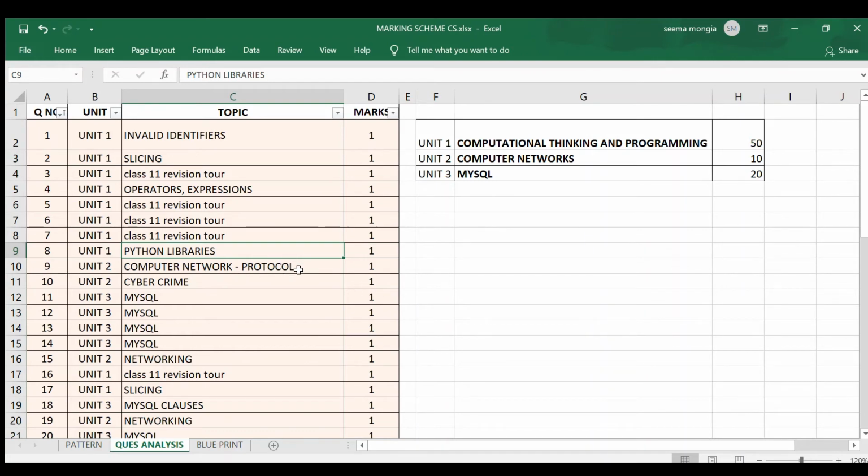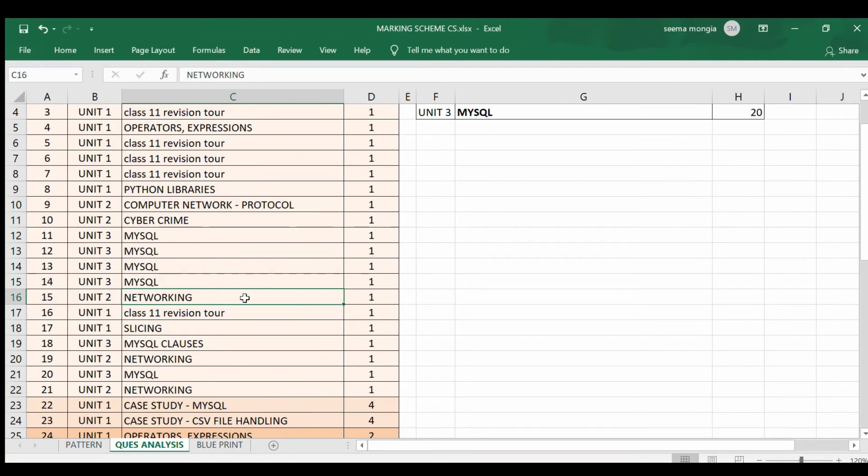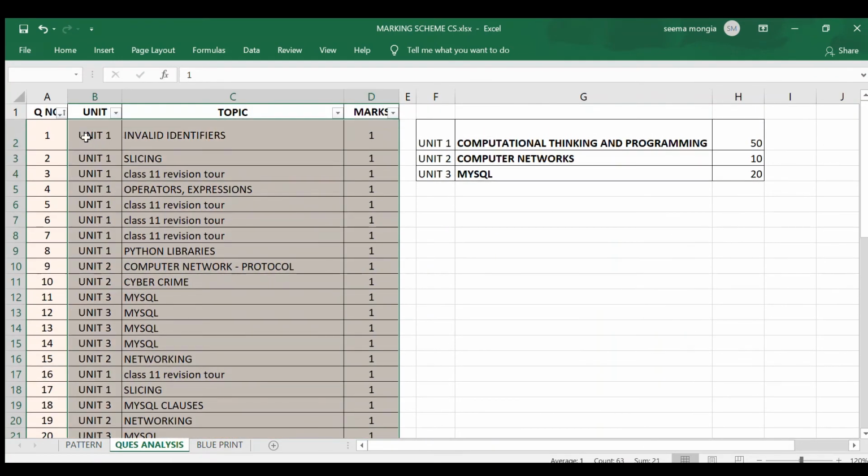Then computer network protocols, so many protocols are there in computer network. There are big chances where they may ask you a direct question, or maybe a situation will be given to you where you have to identify which protocol can be used in that situation. Then a topic of cyber crime is also covered over here. MySQL has been repeatedly covered over here. Networking, small 1 marker questions are again covered here. You can see that these questions are repeatedly asked. So 1 marker questions are scoring questions, and then again you have a choice also.